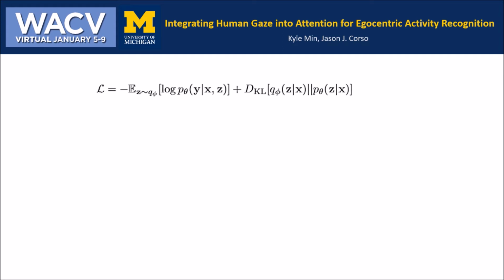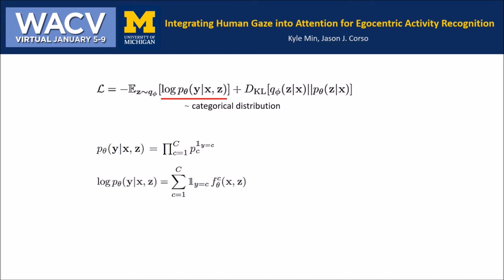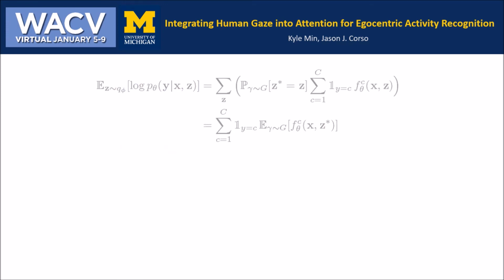We are going to show that the direct optimization method can be applied to our problem if we reformulate the objective function. Since our task is activity recognition, we can model Y given X and Z as a categorical variable. This allows us to rewrite log of P of Y given X and Z as a sum of class-wise log probabilities each multiplied by an indicator function. Now, the expected log likelihood can be reformulated using the class-wise log probabilities as follows.